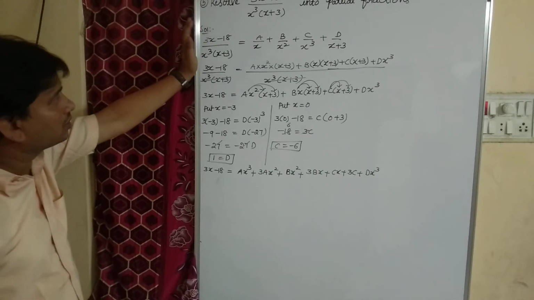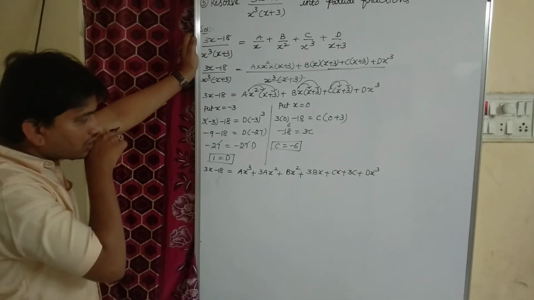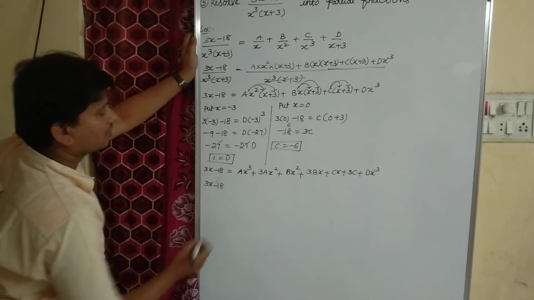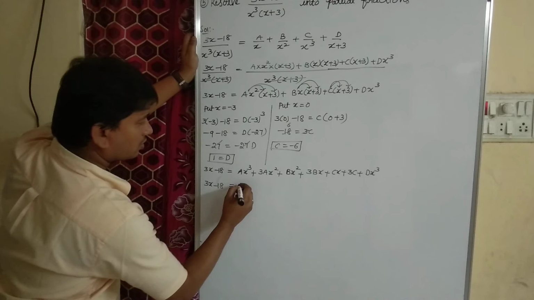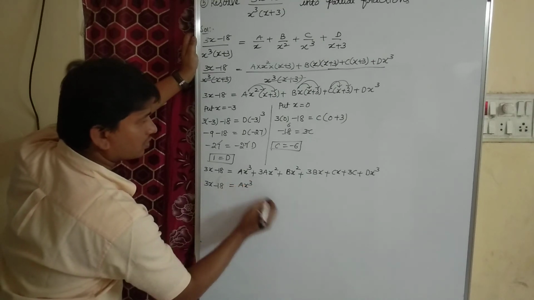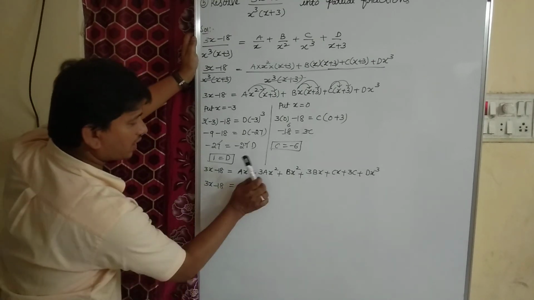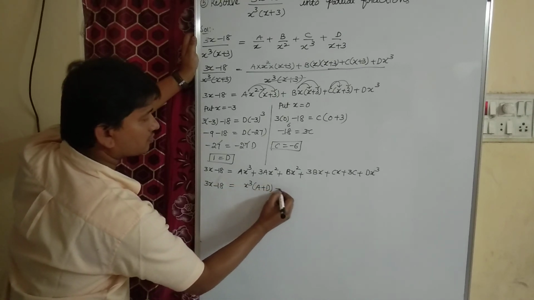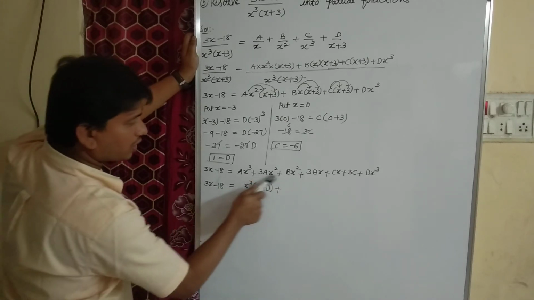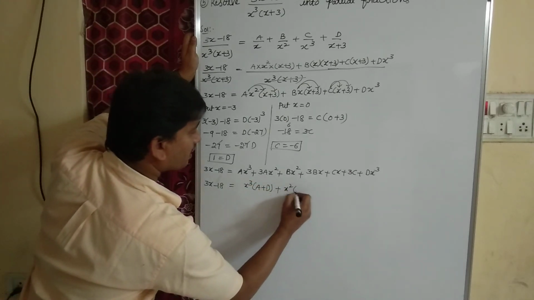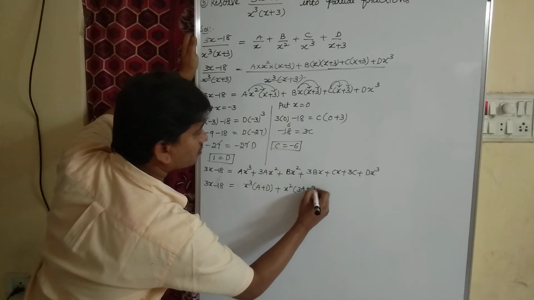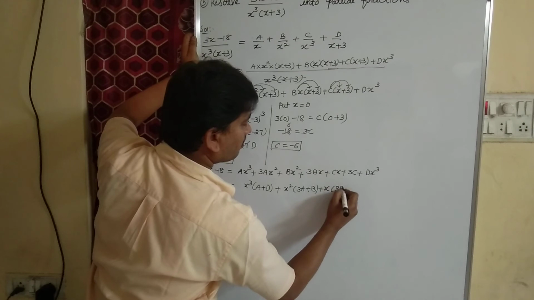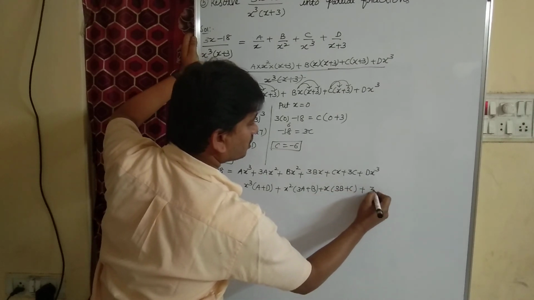Okay children. Now 3x minus 18 equals, see here, x cube terms, we have two terms. Let me take x cube common, I'll get a plus d. Next, x square terms, we have two terms. If I take x square common, I'll get 3a plus b. And we have two x terms. If I take x common, I'll get 3b plus c. And the constant term is 3c.